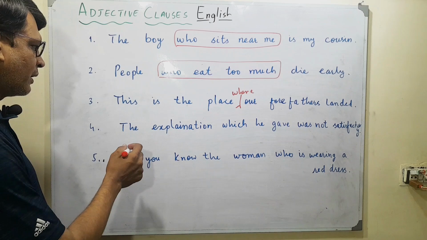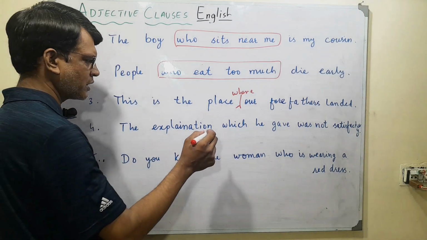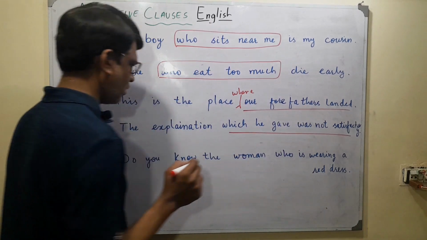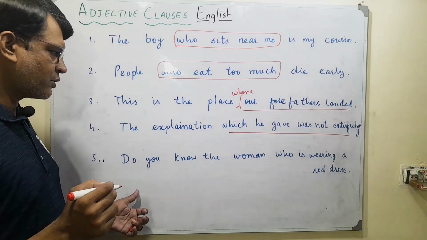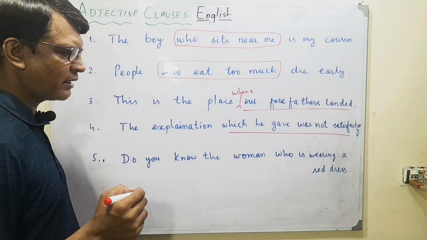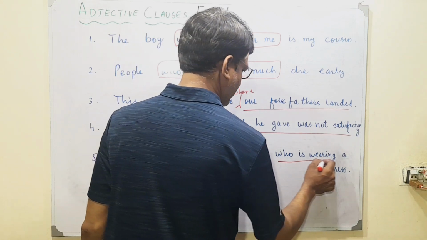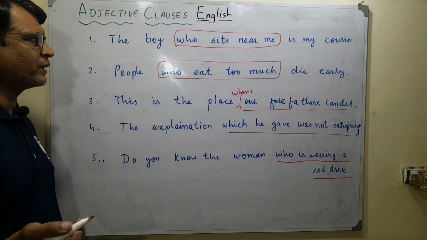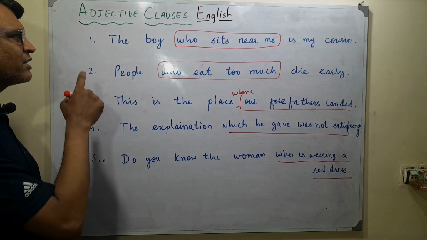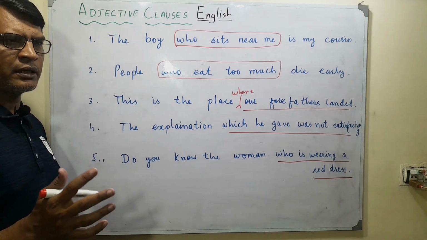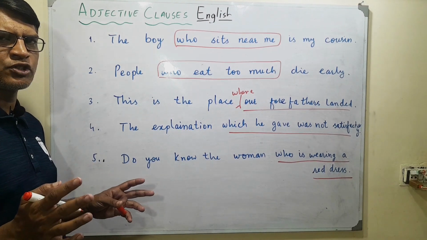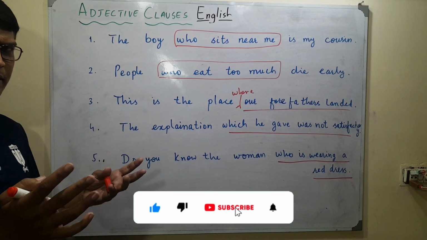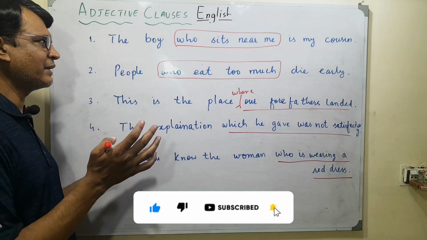Okay. The explanation which he gave was not satisfactory. Do you know the woman who is wearing a red dress? Now, you might have noticed one thing, that adjective clauses are actually a kind of sentences which are made up of two clauses. Okay, that's something that we need to see here.